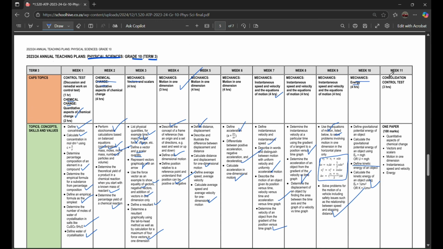Within week 11, you'll be done with everything that is provided within the scope, and you only have one paper which is out of 100 marks, and we are going to have a control test which has the following: quantitative aspects of chemical change, vectors and scalars, motion in one dimension, instantaneous speed and velocity, and energy.